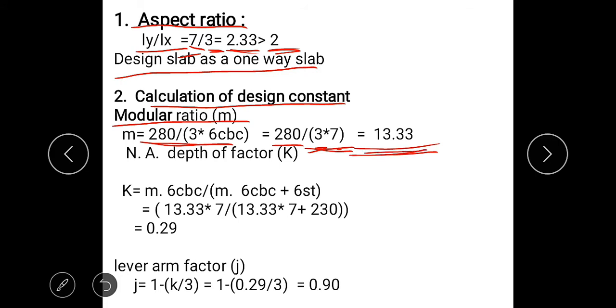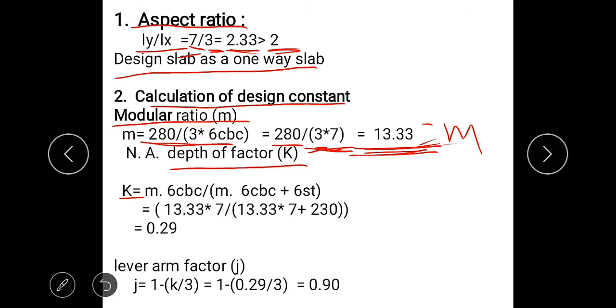The formula is 280 divided by 3 sigma CBC, where the permissible stress in concrete is 7. So the answer for the modular ratio is 13.33. Now we have to calculate the depth factor k.